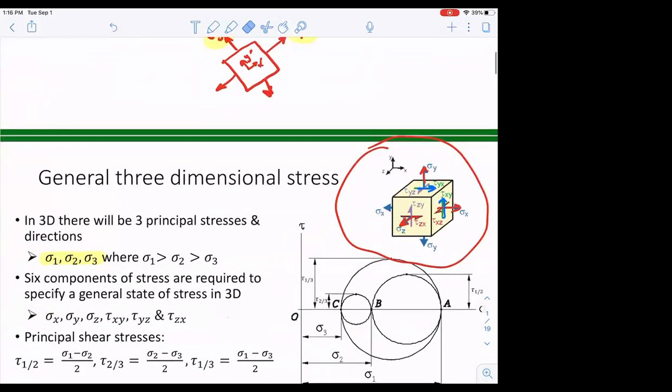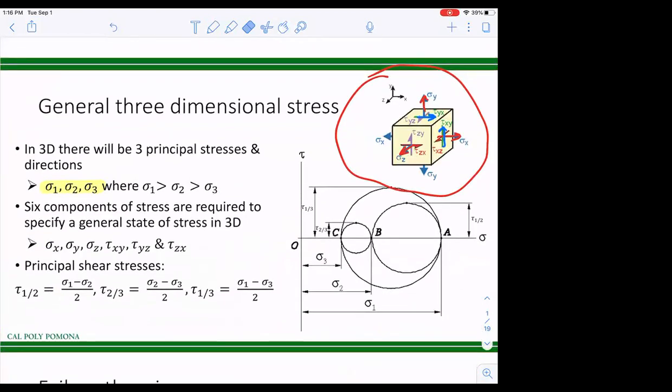So for a 3D case, you're going to have 3 principal stresses and they're designated as sigma 1, 2, 3. Sigma 1 is always larger than sigma 2. Sigma 2 is always larger than sigma 3. This is how the series goes, okay? So for a 3D case, you have 3 principal stresses. But if you have a plane stress condition where you do not have any stress out of plane, that is in the Z direction, then you are dealing with a 2D case, and you are going to have only 2 principal stresses. Do we understand this, people?